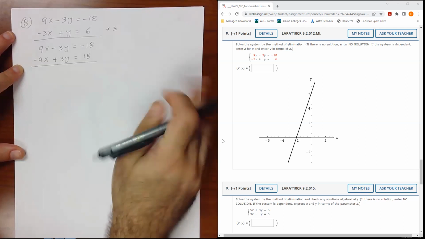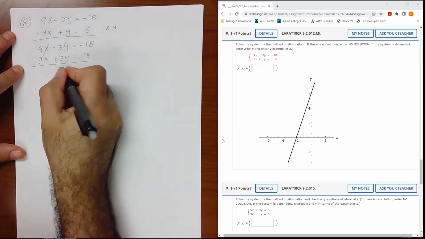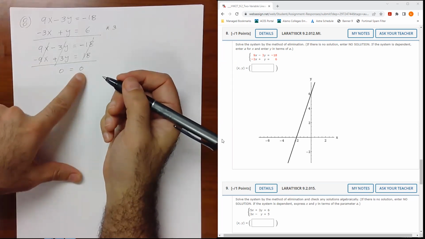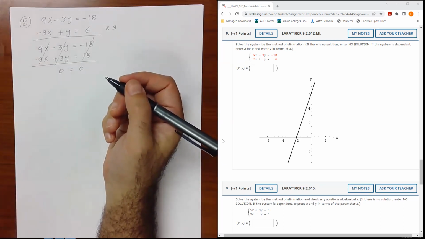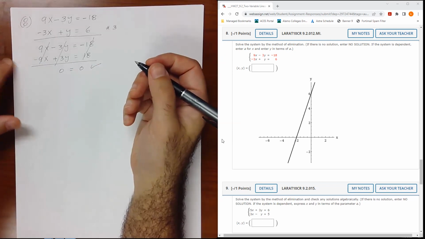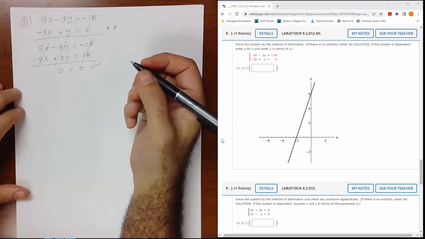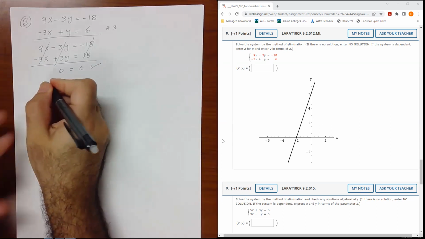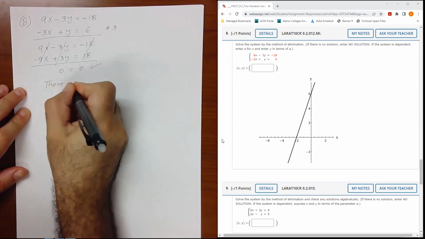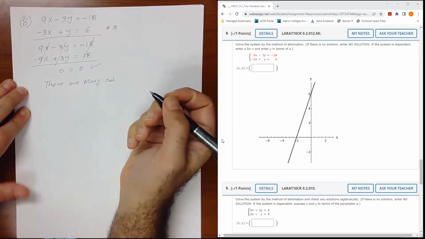If you add these two equations together, this one is going to be 0, this one 0, so this side is 0. The right side also equals 0. 0 equals 0, which is right. We have two equal sides. This is a true statement. We can't say this is wrong. In this case, we have many solutions, a number of solutions. So there are many solutions.